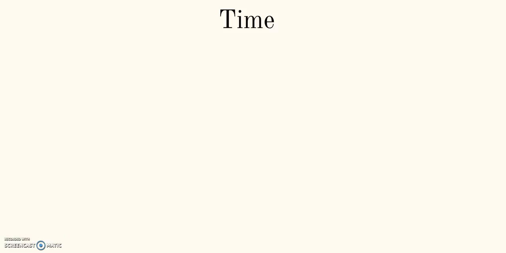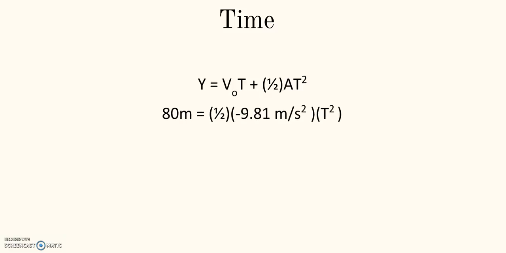First, we have to solve for the time. We should use the equation y equals the original velocity times time plus 1/2 the acceleration times time squared. Then, plug in the variables we know and solve for the time, which we find to be 4.04 seconds.